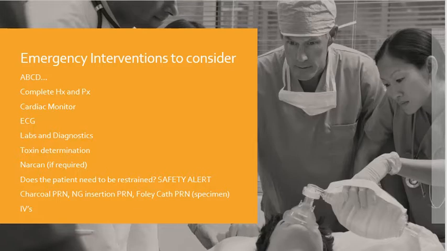We need to think safety. Does the patient need to be restrained? Other emergency interventions to consider may include activated charcoal, which we will discuss further, nasogastric tube insertion as needed, Foley catheter as needed. It's really important to get a urine specimen, and IVs.